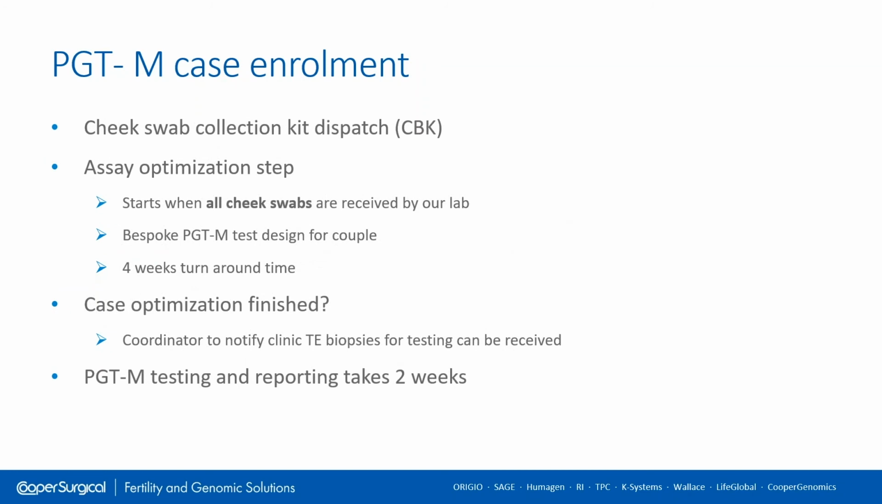So after the genetic enrollment call, the next step would be to dispatch cheek swab collection kits. This is the most common way we collect DNA from the couple and from the family members. We send those by post or by courier.